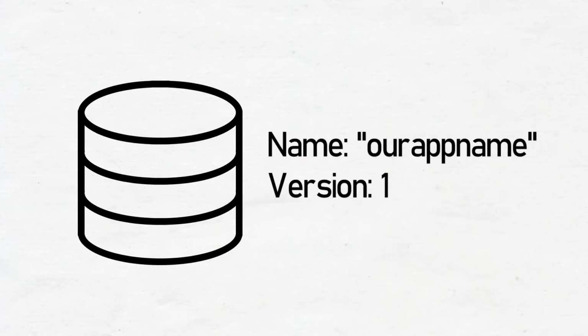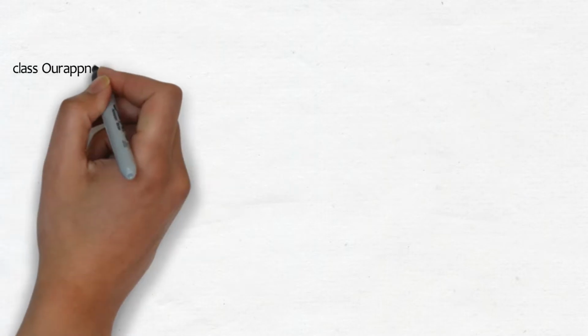We are going to give our database a name of OurAppName, and as it's the first version of the database, we'll give it a version number of 1. Here's the code we need.